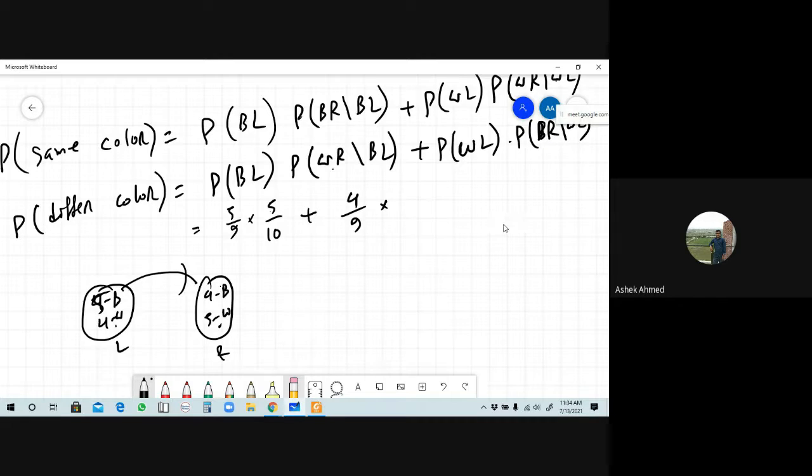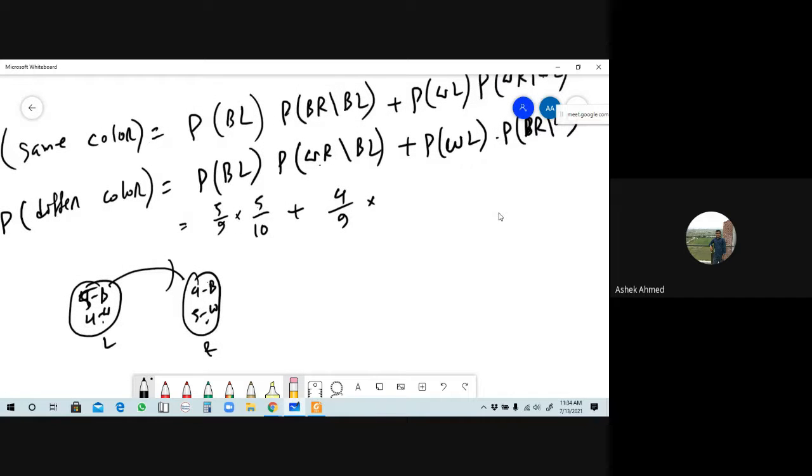the probability of BR given WL. What do you mean by this? After transferring a white marble into the right pocket, you have to choose a blue marble from there. So the number of blue marbles here is 4, which is unchanged, but the total number of marbles here is 10. Okay, this will be the result here.